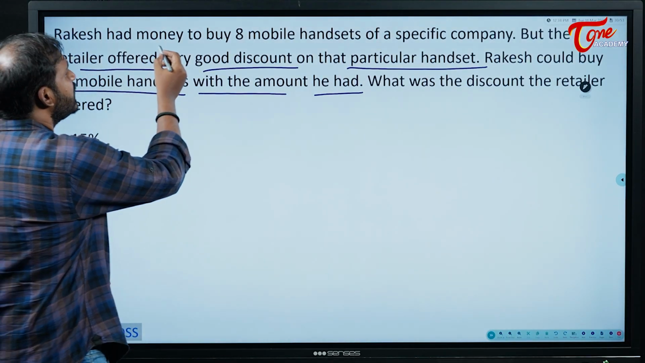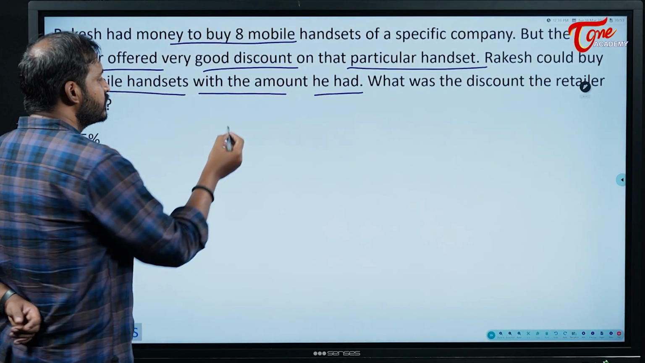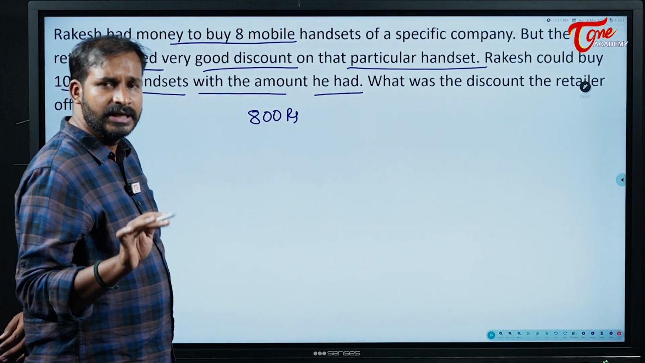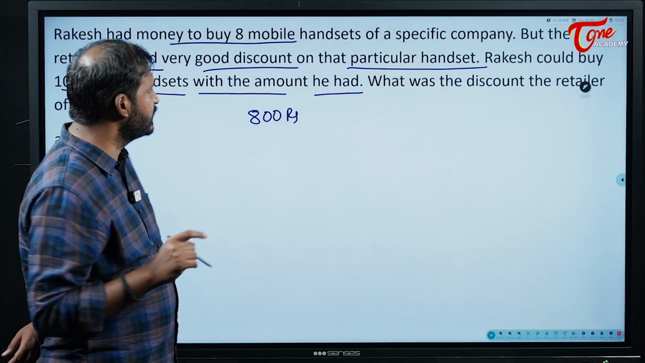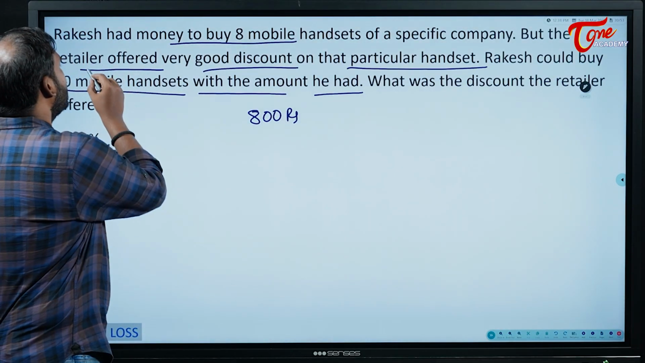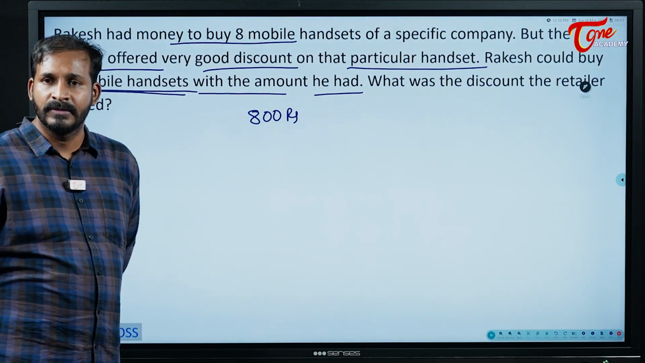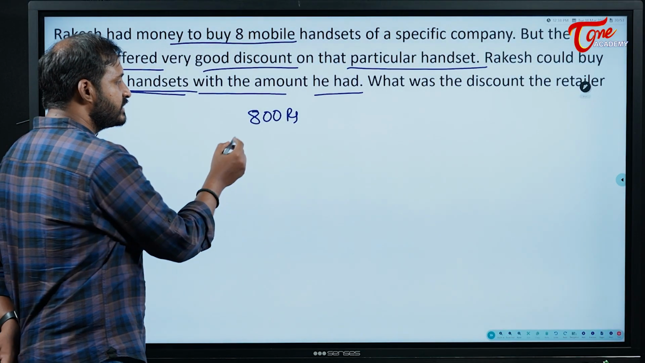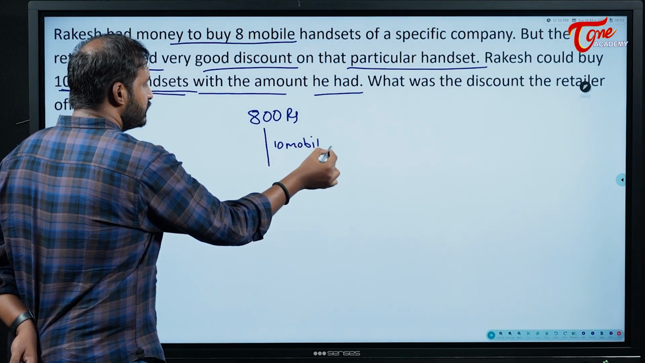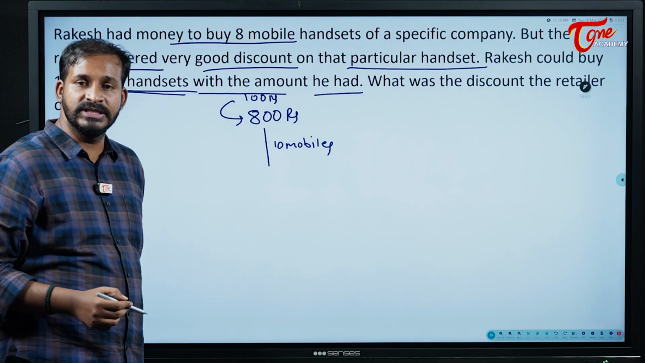Now see here, Rakesh had money to buy 8 mobile handsets, right? Usually assume that one handset is 100 rupees. So that means he will carry 800 rupees with him. So 8 handsets' price will become 800 rupees. But the retailer offered a very good discount, and Rakesh could buy 10 mobile handsets. That means now for the same 800 rupees, he can buy 10 mobiles.